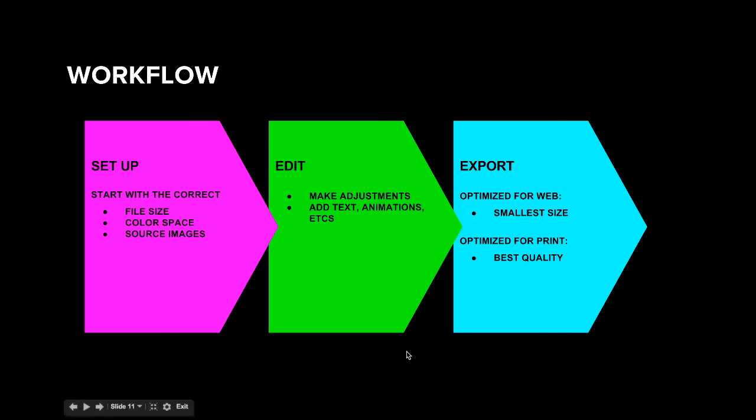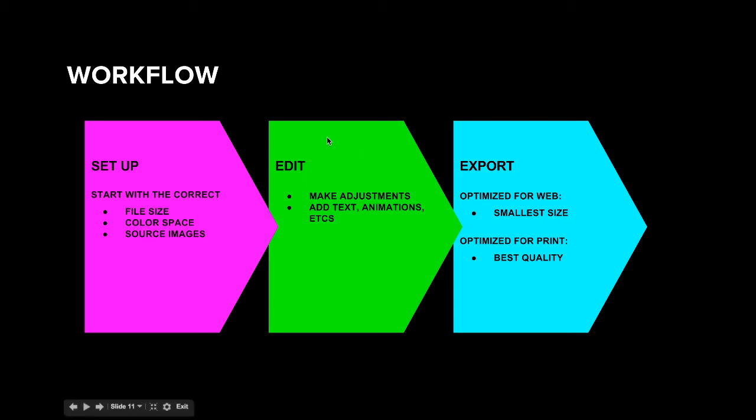So here is the workflow of basically any Photoshop project. There's the setup, there's the edit, and there's the export. As you can see, our intentions for how we're going to use the file really affects us right at the very beginning. So at the setup, we want to make sure that we create a file with the correct file dimension. We want to make sure that we get it in the right color space. So we want to use RGB for digital, and we want to make sure that our source images, for example, if we know that we're going to print a poster and we want an image to be in it, we want to make sure that photo is high res enough.